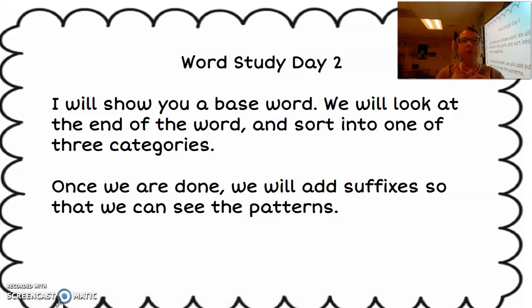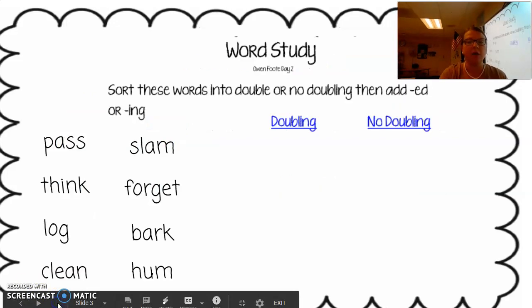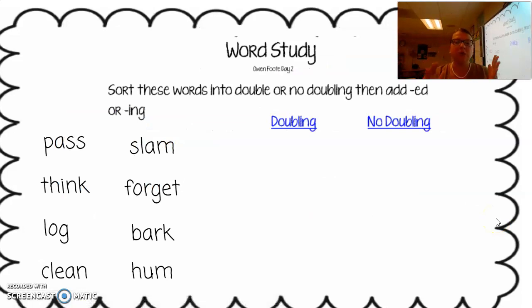Okay, so I will show you a base word, and you're going to look at the end of the word. We're going to decide which category that word falls into, and once we're done, we're going to add the suffix. We're actually going to add the suffix ing today, and we're going to decide whether we need to double the final consonant before we add that suffix, or whether we do not double. We just add the suffix and we're good to go.